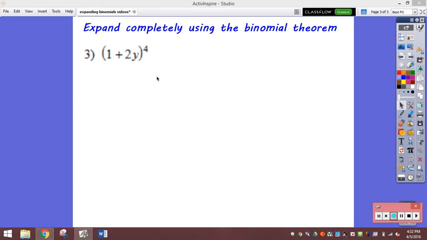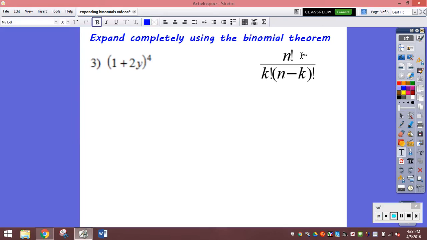So in order to use the binomial theorem, I need to know the formula for finding the coefficients for each of my terms in my polynomial. And that formula is n factorial all over k factorial times n minus k factorial. And n represents your exponent. So in this case, n would equal 4, because that's the exponent I'm raising the binomial to.